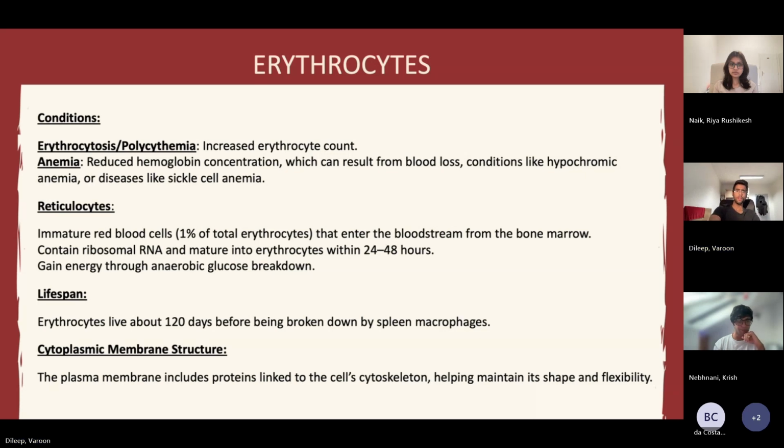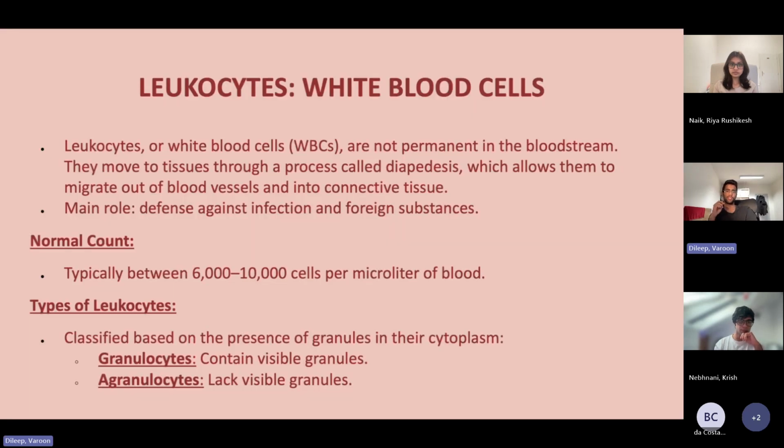Then, when we talk about leukocytes, these are your body's defense system, and it is important to remember that they are not permanent in your bloodstream. Their main function is defense against infection, so they only come into your bloodstream when there's an infection inside your body. They move to the tissues through a process called diapedesis. You don't need to know much about this for now. Just know that this process allows them to move out of blood vessels into the connective tissue wherever there is damage. The count is 6,000 to 10,000 per microliter of blood. Again, not important for you to remember now.